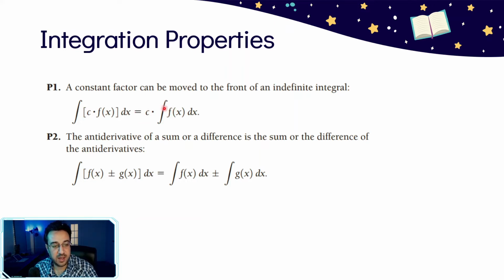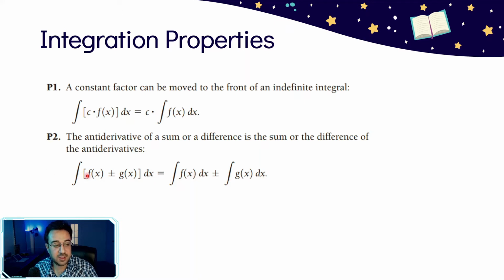The second rule: the antiderivative or the integration of a sum or a difference is the sum or the difference of the antiderivatives. Doesn't make sense yet, but let's go over here to make sense of it. The integration of f of x plus g of x dx, you can distribute the integration on the functions f of x and g of x as long as there is an addition or subtraction. So that would equal the integration of f of x dx plus the integration of g of x dx.